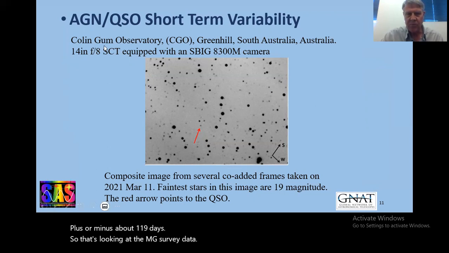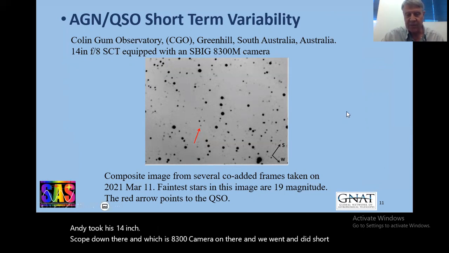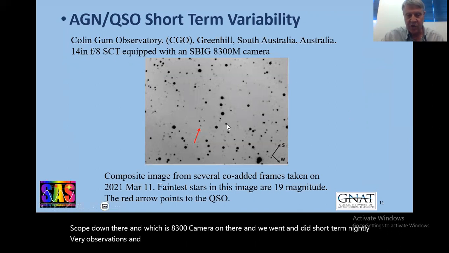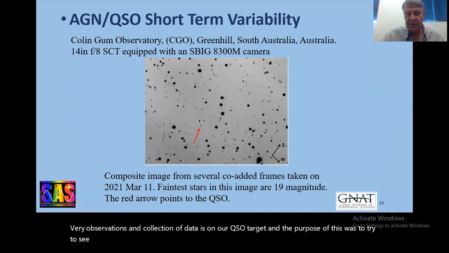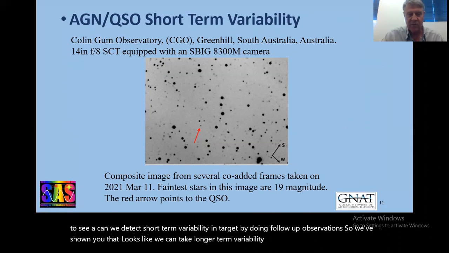Okay, so at the Coonabarabran Observatory in South Australia, Andy took his 14-inch scope down there, and with his 8300 camera on there, we went and did short-term nightly observations and collection of data on our QSO target. The purpose of this was to see, can we detect short-term variability in the target by doing follow-up observations. So we've shown you that it looks like we can detect longer-term variability. Now we're looking at short-term variability.